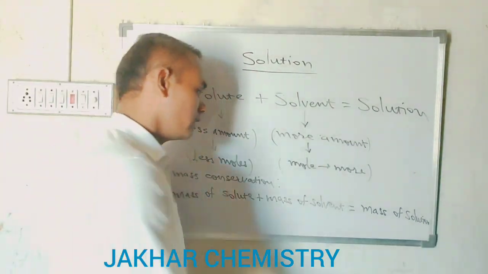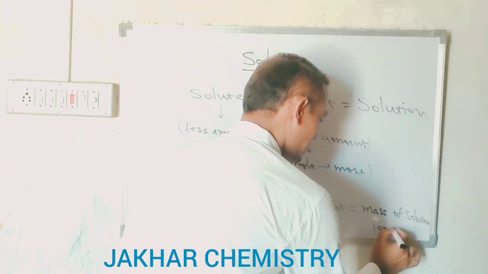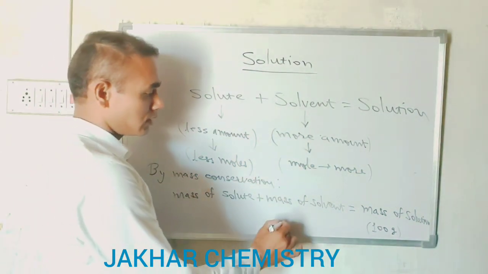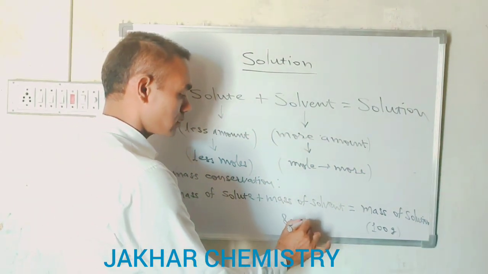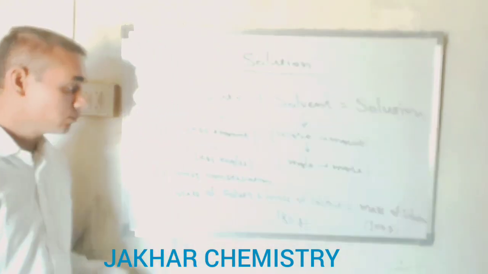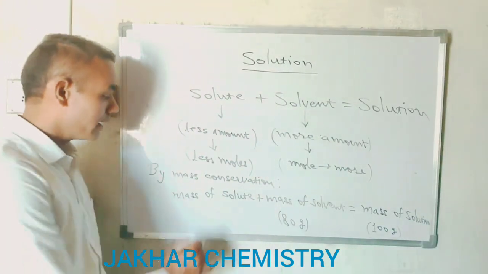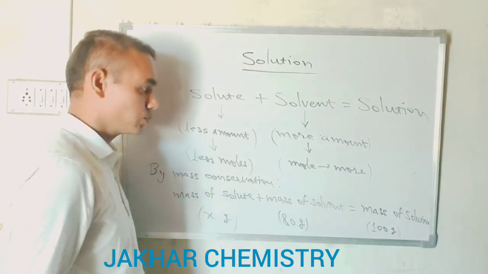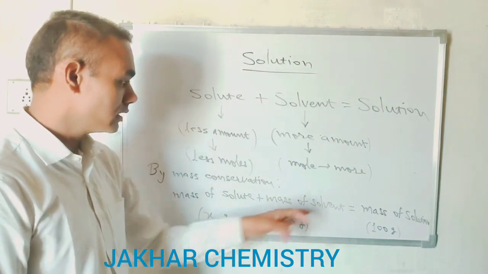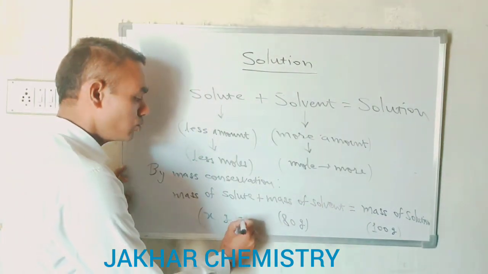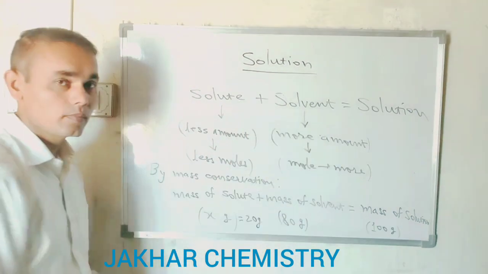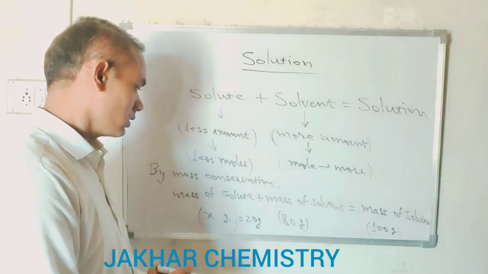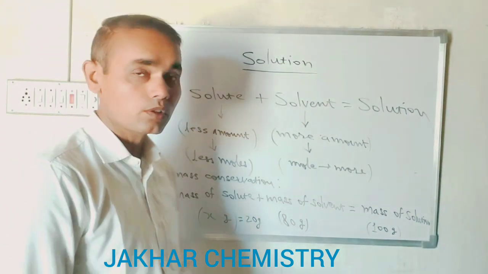Okay. So what is the meaning of this and how can we use this in numerical problems? For example, if you are given a solution that is 100 gram and we know that we mixed 80 gram of solvent, can you say the mass of solute? We can determine it easily. Let x gram of solute be mixed with 80 gram solvent to form 100 gram. So you can say x plus 80 equals 100. So x will be equal to 20 gram. You can use this information in all numerical problems.